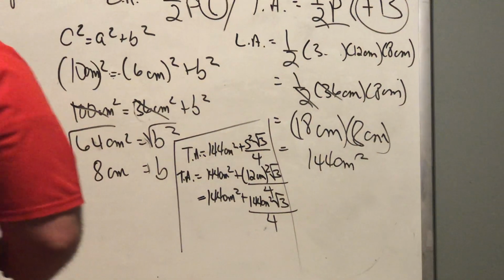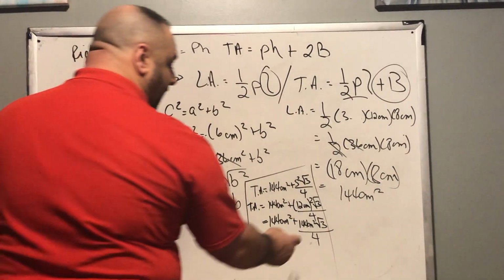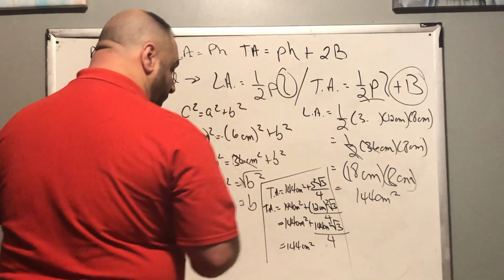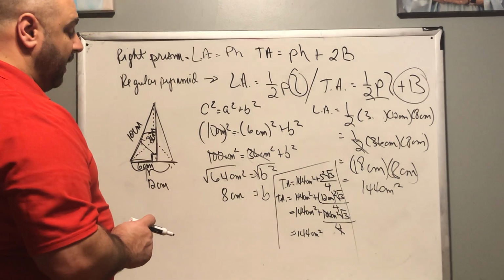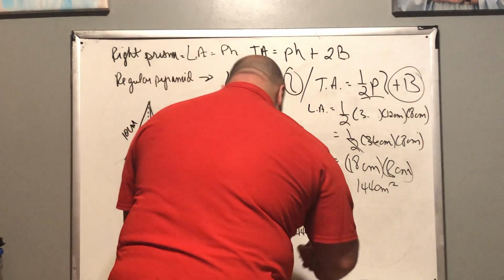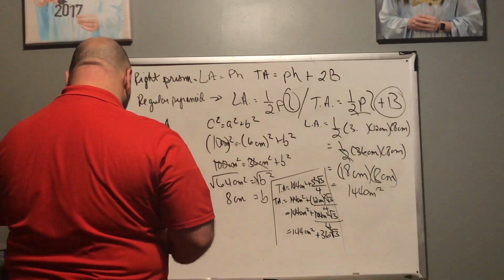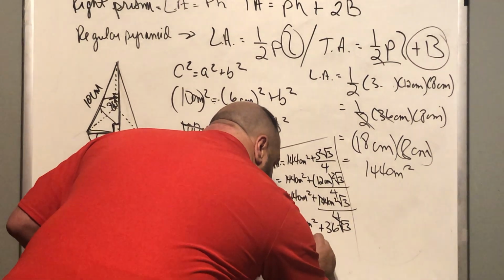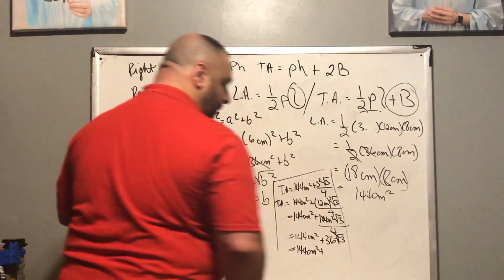Now we have 144 times the square root of 3 over 4. We can reduce that. So that gives me plus 36 times the square root of 3. How do I add these? I'm going to simply convert that to a decimal. So 144 plus 36 times the square root of 3.